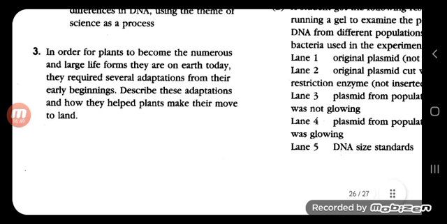Question number 3. In order for plants to become the numerous and large life forms they are on Earth today, they required several adaptations from their early beginning. Describe these adaptations and how they help plants make their move. It's an okay question. Talk about fine root hairs, which increase the surface area and therefore absorption. Makes sense. Talk about roots, where they have association with fungi, or mycorrhizae, to increase the water absorption.